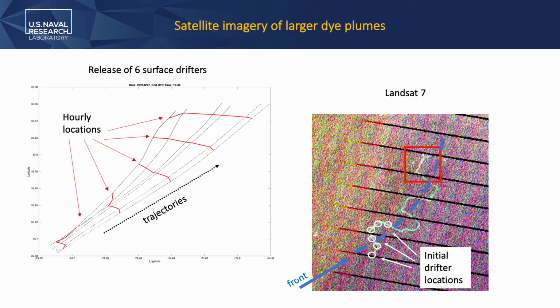So the reason why we know it was divergent is because we released these six drifters within the dye plume, three on either side of the front, and then we observed them for a few hours. So here's the initial tight group of the drifters, and each red line is the hourly location of that group. So towards the end of the day the drifters certainly spread out and fanned out, indicating the divergence in the area.